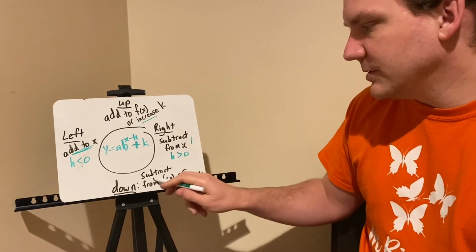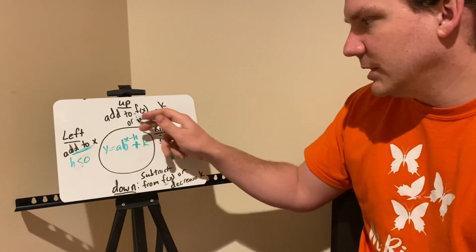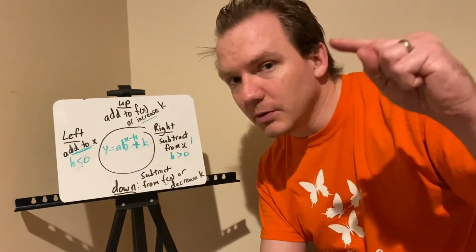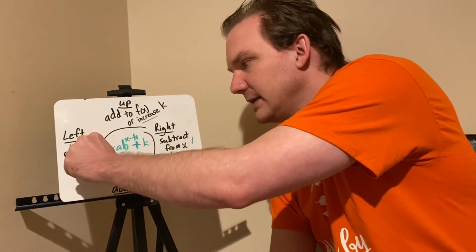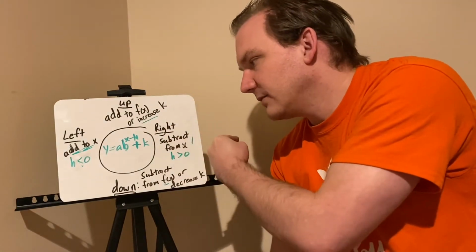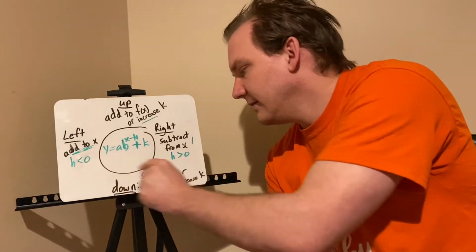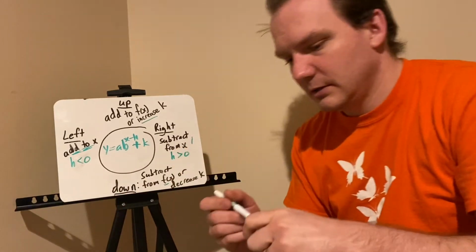And so down is when you subtract from your original function. Up is when you add to the original function. Left is when you take that exponent piece and you add to it. And right is when you subtract from the exponent. Or in this case, with the h value, less than 0 goes left, and greater than 0 goes right.